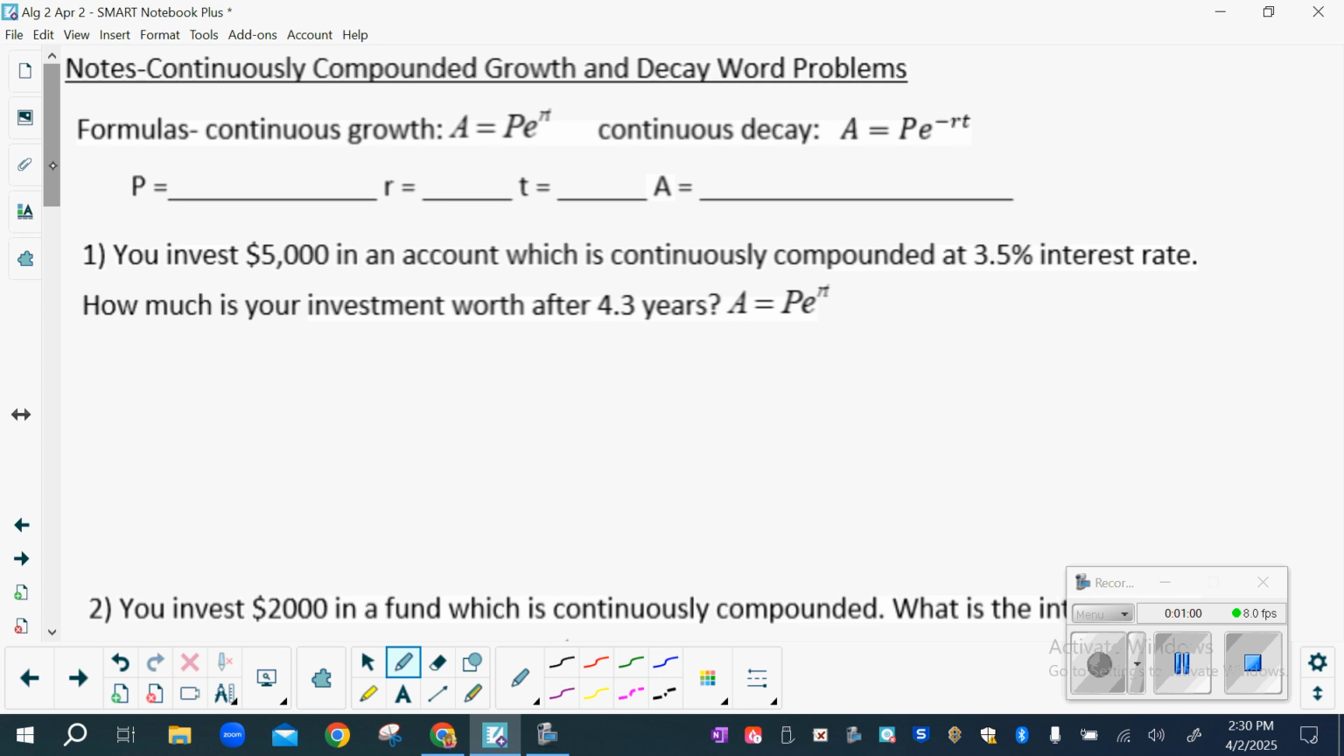So these letters, the P stands for your starting amount. Your R stands for the same thing that it stood for before, which was a rate. And what about the T? Same thing as before. It is time. And then our A is going to be our ending amount.